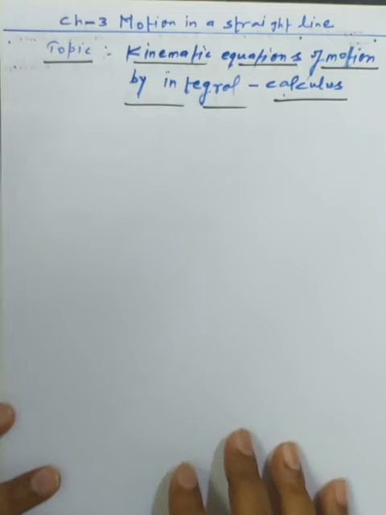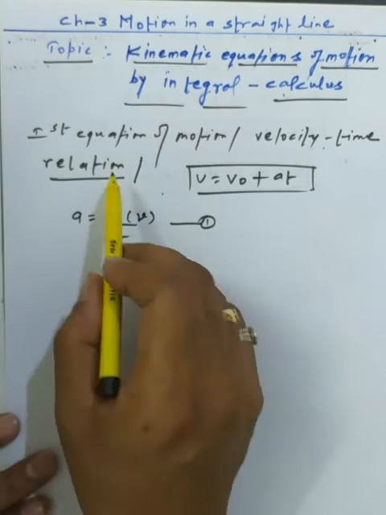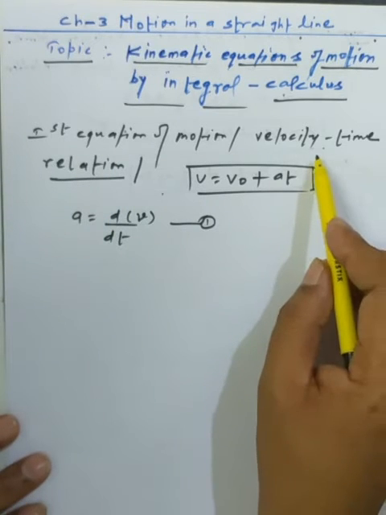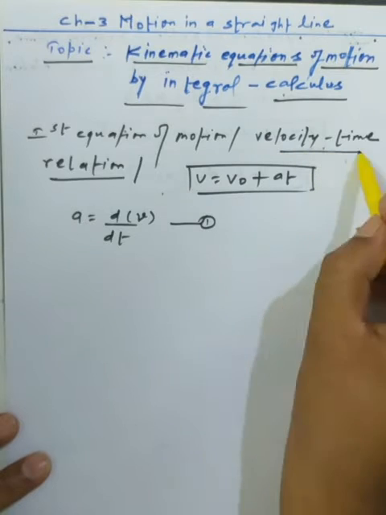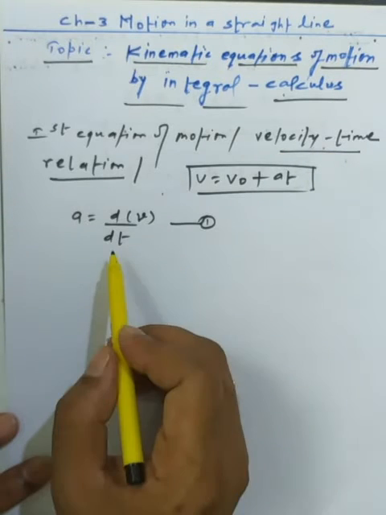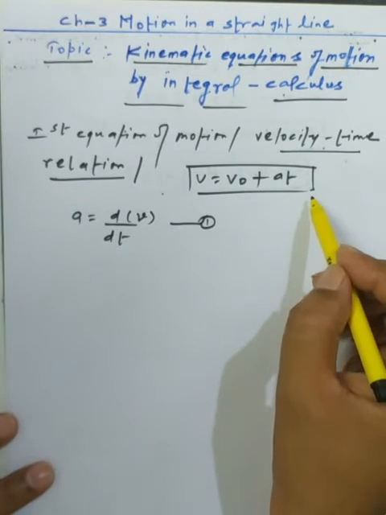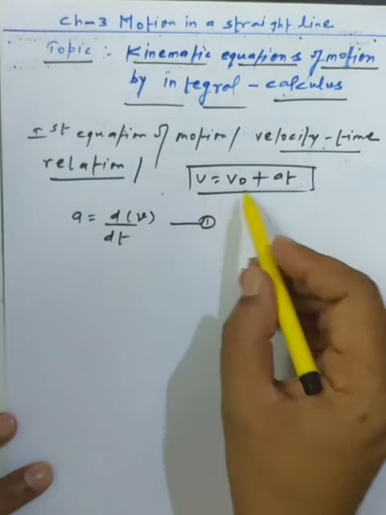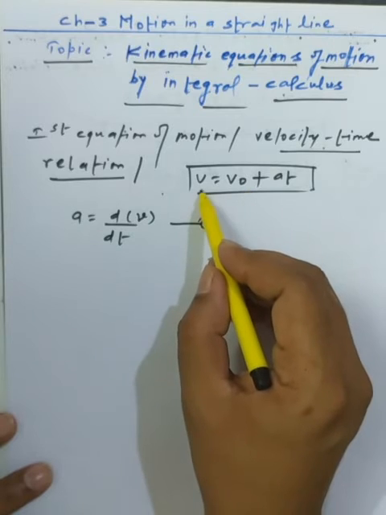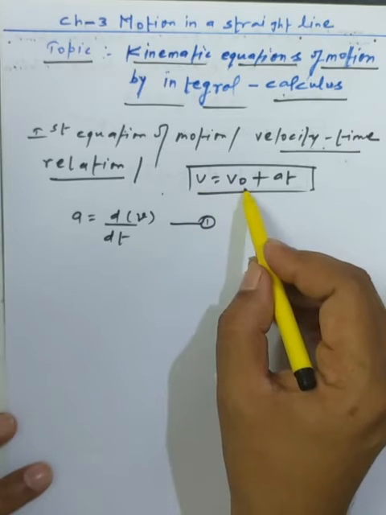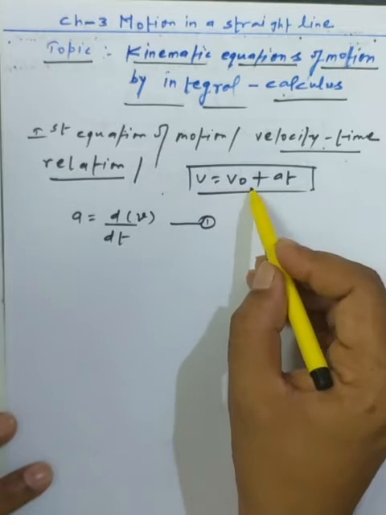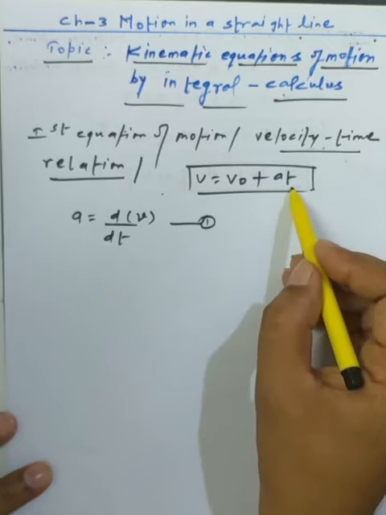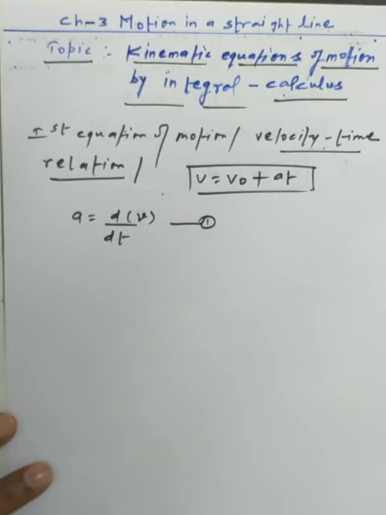So it is another method in front of you, where we use the basic concept of integral calculus. Now here we have the first equation of motion, and generally another name for the first equation of motion is the velocity-time relation, dear students. We represent it as v is equal to v naught plus at. Here v is the final velocity, v naught is the initial velocity at t equal to 0, a is the acceleration and t is the given time.